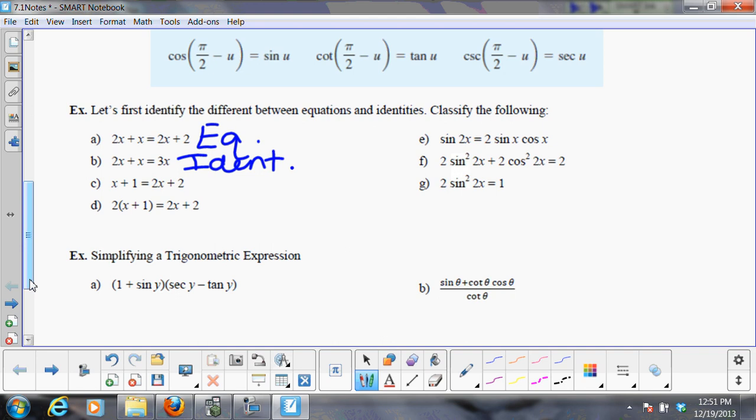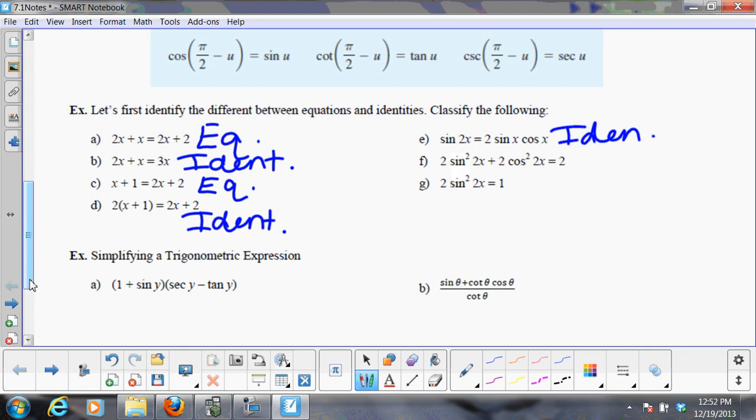For C, we have x plus 1 on one side and 2x plus 2 on the other. You can move your x's over, move your values over, and this one is an equation. Part D, if you distribute that 2 in, then the two sides equal each other, making it an identity. E, if you actually look above, actually it's not above, I was just kidding. E is an identity.